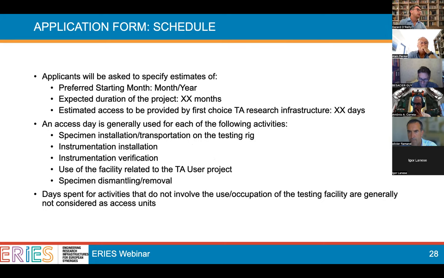So the schedule, there's a lot of text here, but the main idea is that applicants should be giving some estimate of the starting date or month when they would hopefully like to commence with their project. Obviously this depends on the laboratory or the research infrastructure that they're applying to, when the schedule can be accommodated and worked out, the estimated amount of days of access they would require, and also the duration of this.